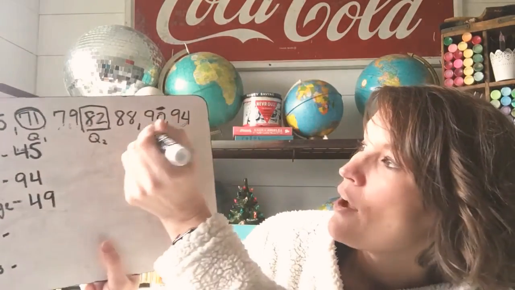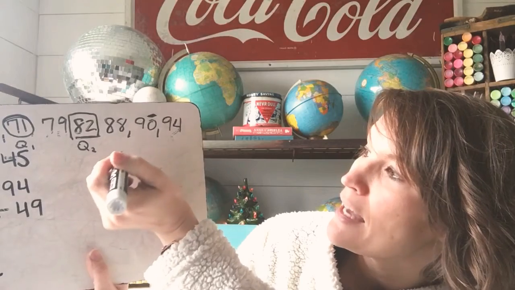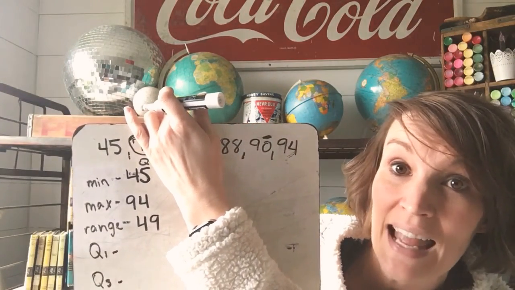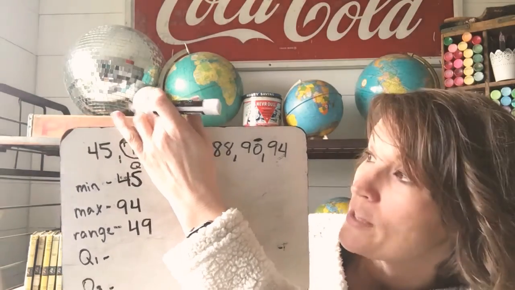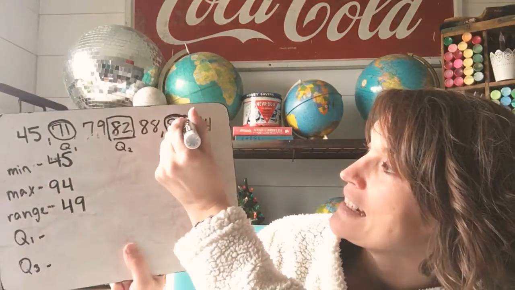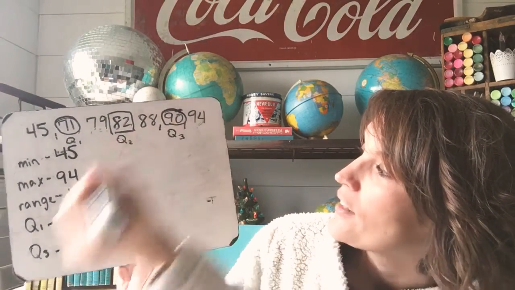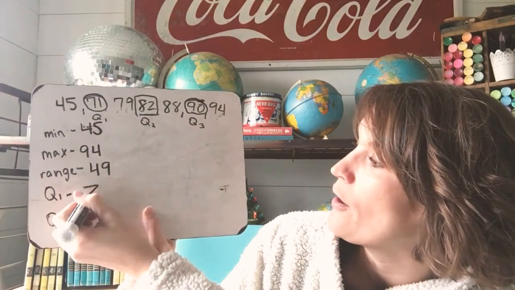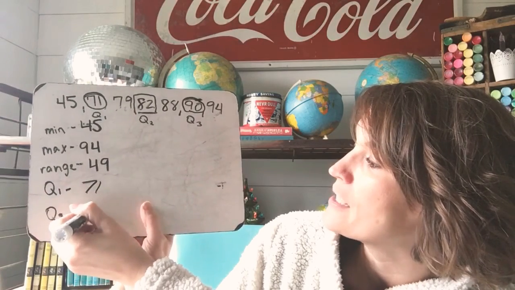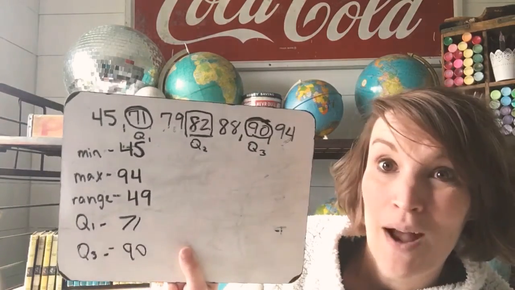Okay, next, what is the median of the upper half? Let's just focus on these numbers: 88, 90, and 94. What's the median of that? That's right, 90. So that is quartile 3. Look at us. Look at how much we know, all this info about this particular set of data from that.